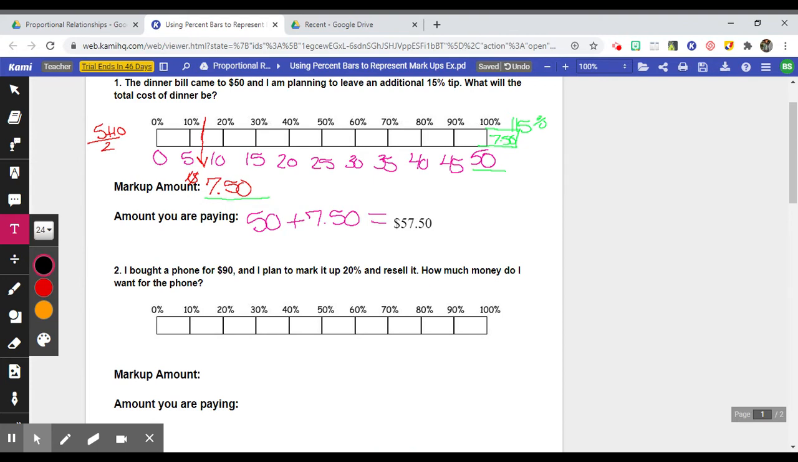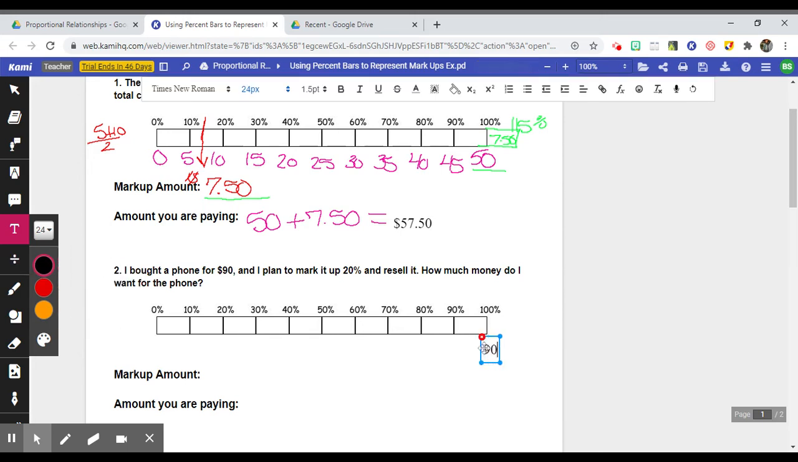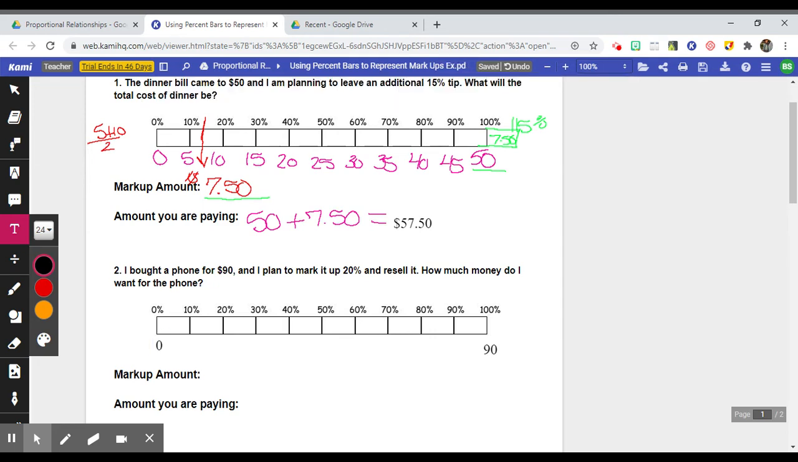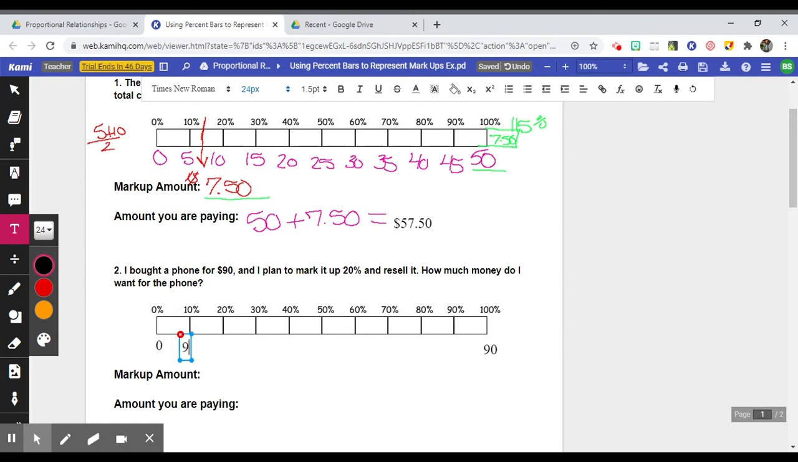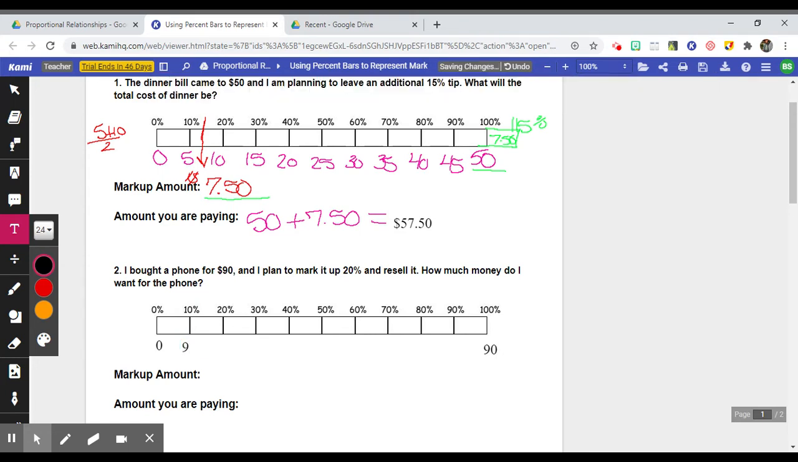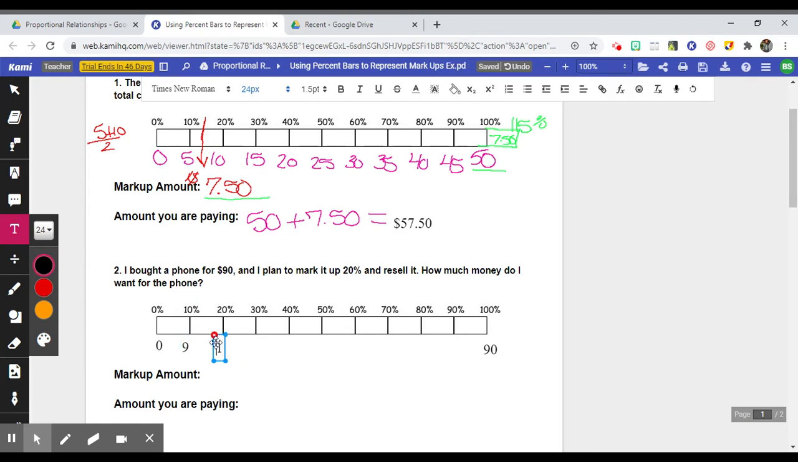Number 2 also deals with the markup as well. So I bought a phone for $90. So $90 is my total. So I'm going to go through here and I'm just going to use the text box for this feature. $90 was my total. And I need to mark that 90 into tens because my percent bar is marked into tens. So the first is 0. Next would be 9 because 90 divided by 10 is 9.